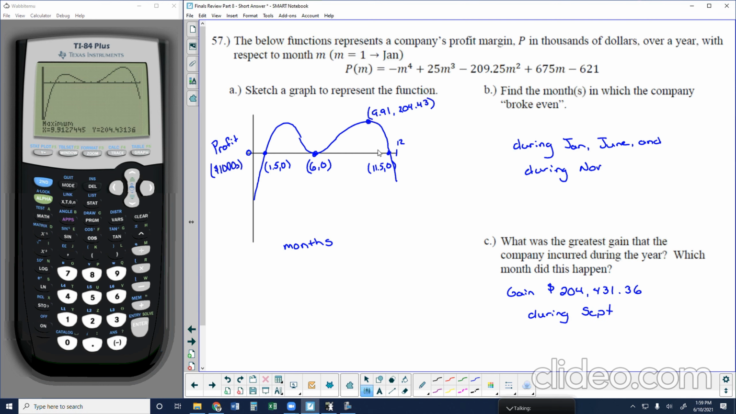So here, this is a word problem entirely solved on the graphing calculator. Let's take a look at another example. 58.